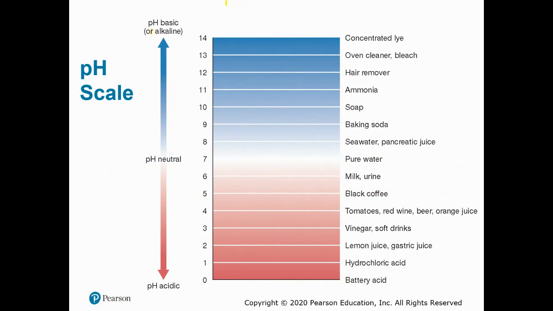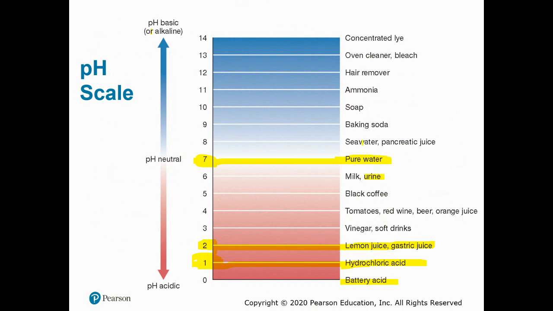So here's the pH scale. So here's hydrochloric acid, right? pH of 1, not far off from battery acid. And you'll see other things like lemon juice, gastric juice itself is a pH of 2. Up here, neutral pH is usually around 7 with pure water. You'll see urine is slightly more acidic than that.